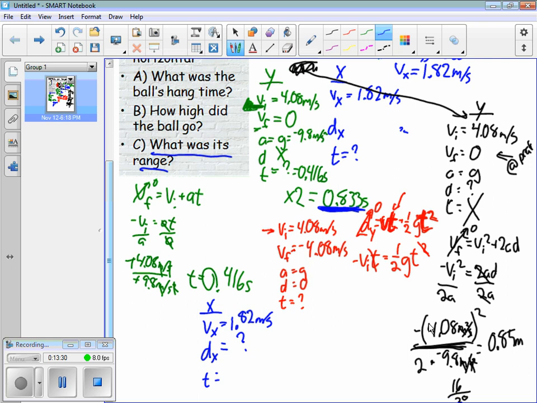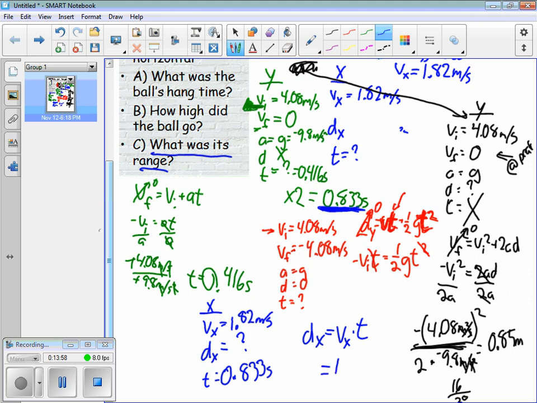Now, notice I better use the full time. I'm not going to use just the time to get up to the tippy top. I have to use the entire time. So I've got 0.833 seconds. You say, oh, which one of the big 5 equations should I use here? Man, I don't even need to use one of the big 5 equations. I've got displacement on the x equals velocity on the x times time. That was one of our equations given to us, right? It's already rearranged. We don't even need to move things around.